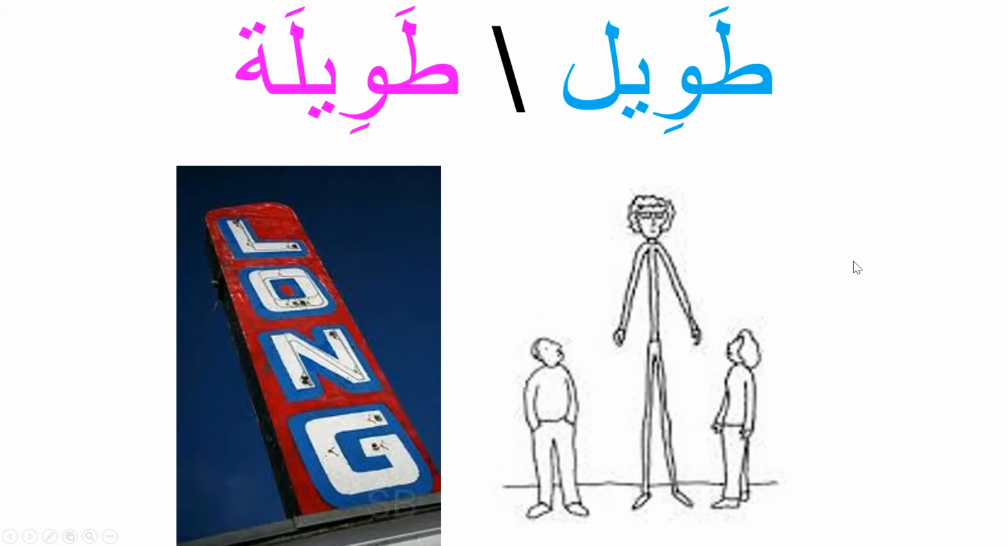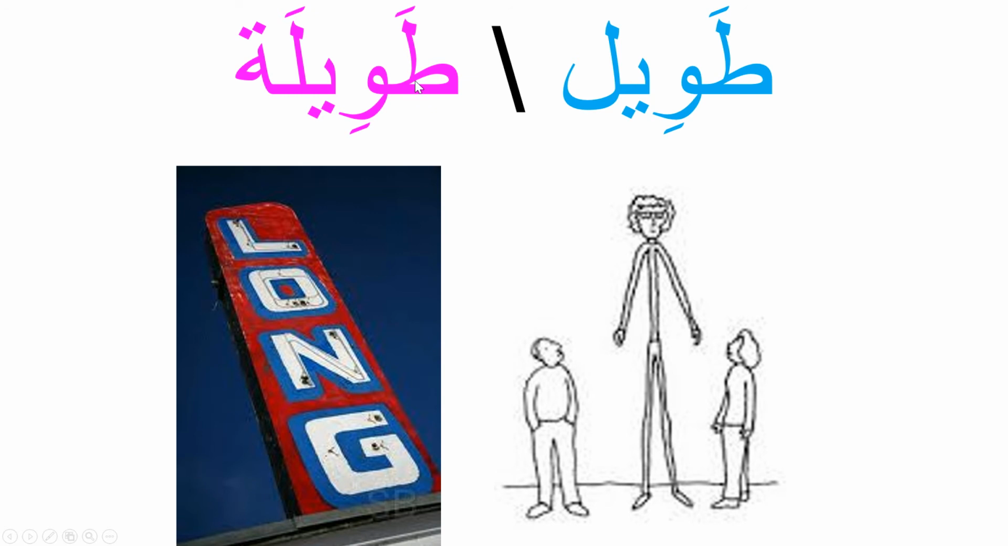Here is a noun or an adjective for tall or long. It's tawil. Now this is not the same as table, which is tawila. This is tawil. This has a ya in it, right? That's masculine, someone who's tall. What about a feminine tall person? Tawila. It has an ila, right?